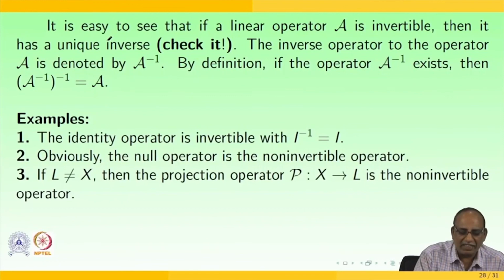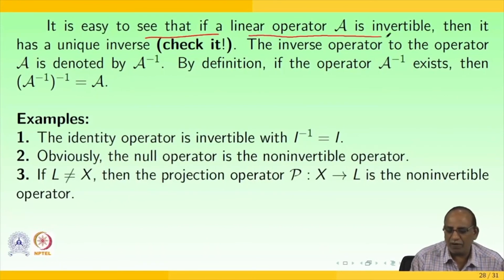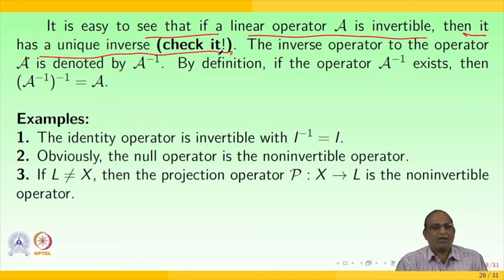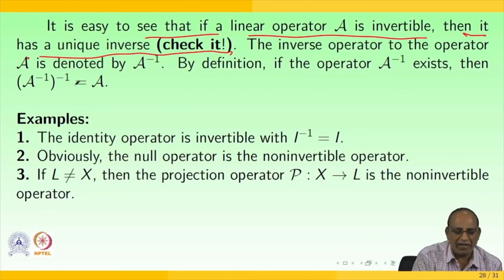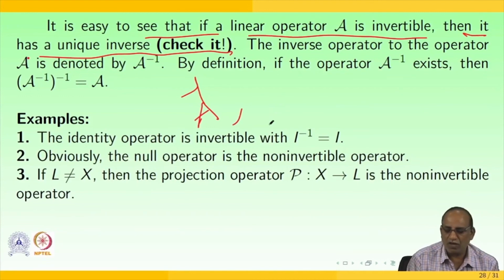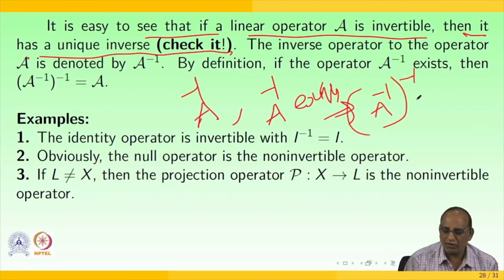It is easy to see that if a linear operator A is invertible, then it has a unique inverse. The inverse operator to the operator A is denoted by A inverse. So, if A inverse exists, then A inverse whole inverse is equal to A.